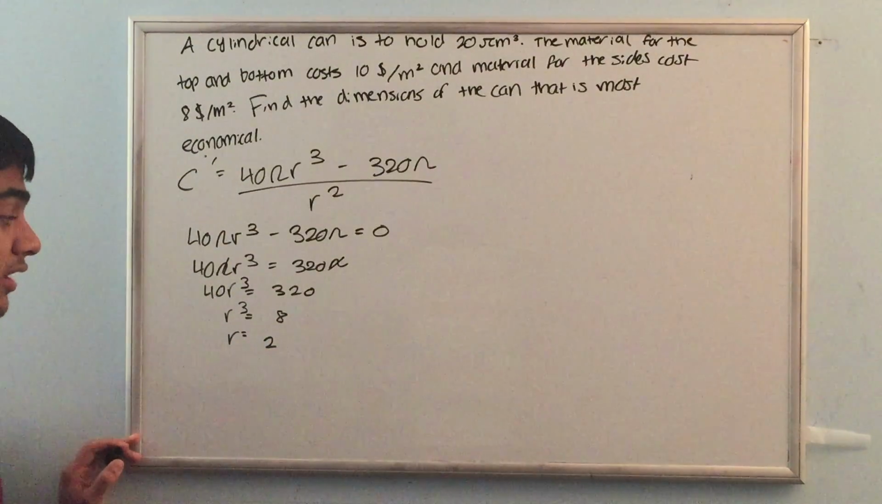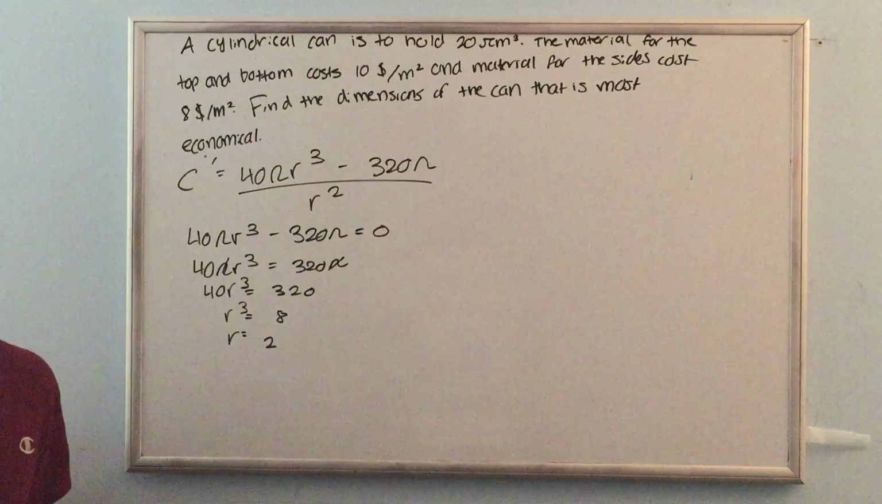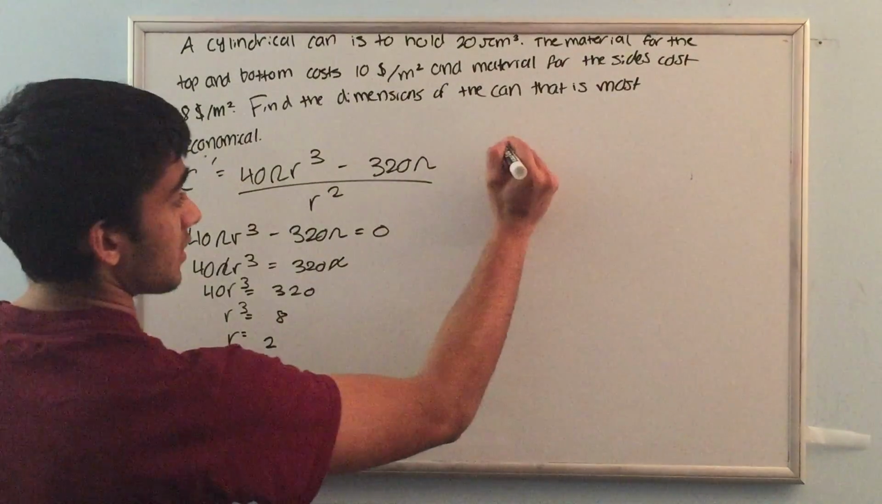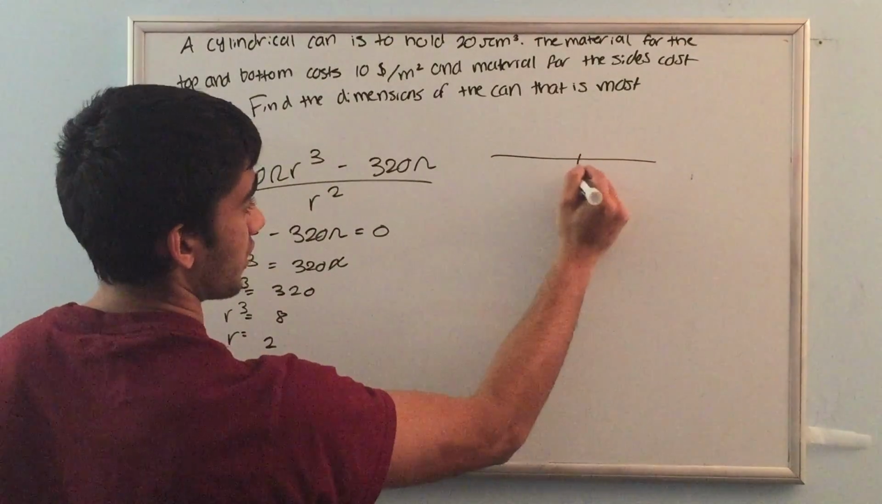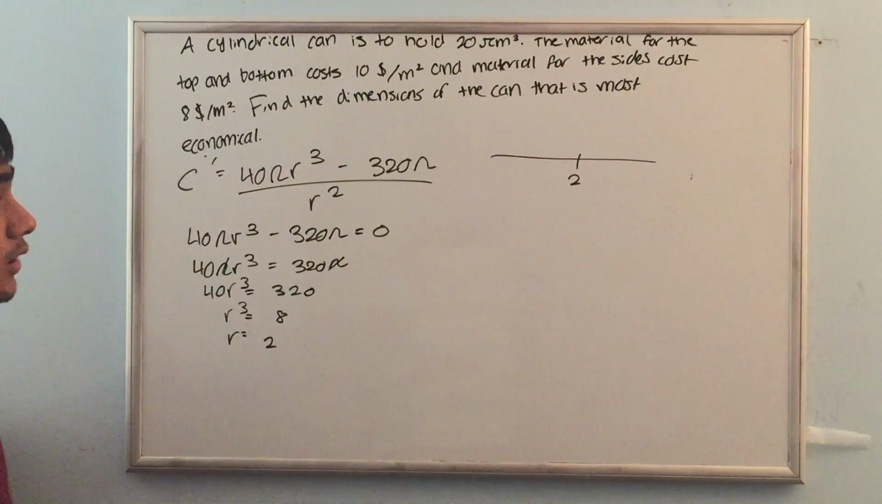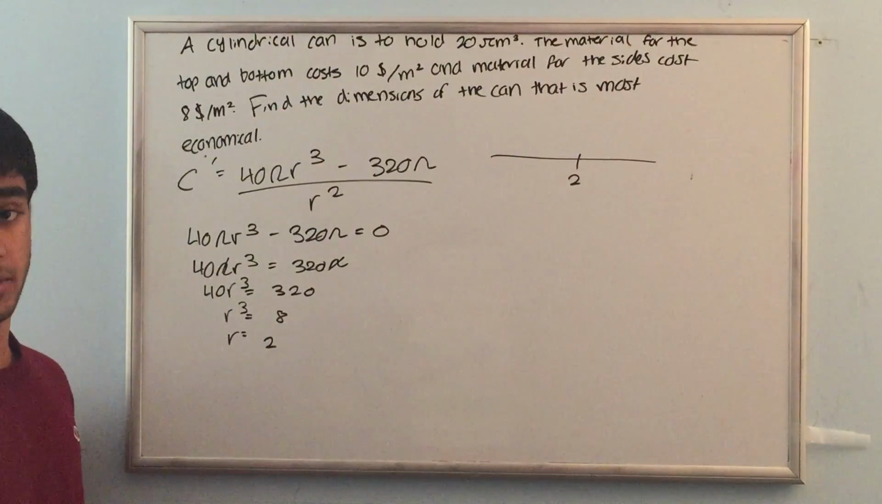So in this case, we've got the radius to be 2 meters, but we can't just state that the radius of 2 meters would give us the most economical can, so we actually have to prove that, and we can do that by using the number line test. So let us do the number line test, and let us keep 2 over here, and remember we have to test points into the derivative function. So let's take a point less than 2 but greater than 0, like let's pick 1.